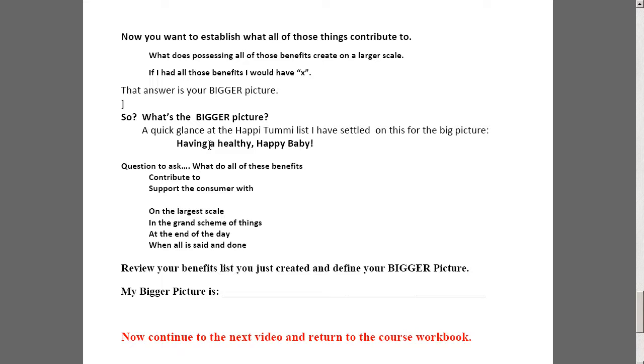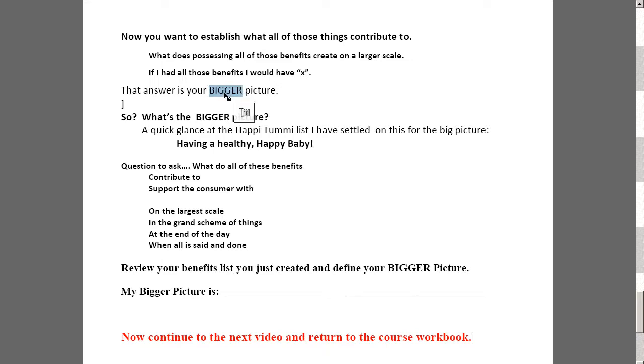Okay, welcome back. Now what we're going to do is establish what all of those things that you just listed contribute to. In other words, what does possessing all of those benefits create on a larger scale? If I had all of those benefits, I would have X, is another way to look at this. That answer is your bigger picture. And what we're going to do here is get clear on your bigger picture.